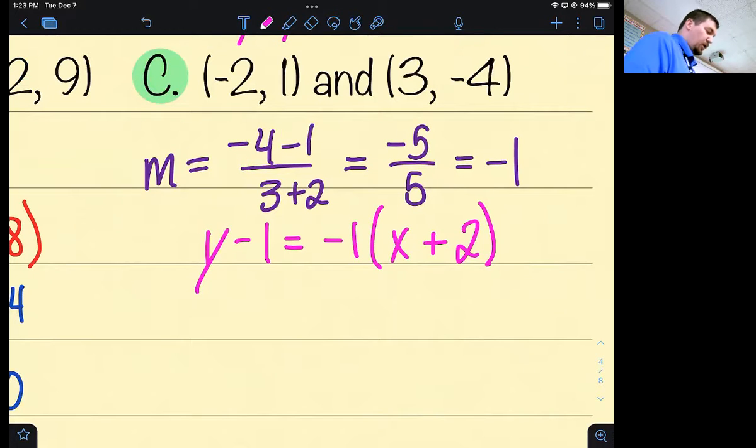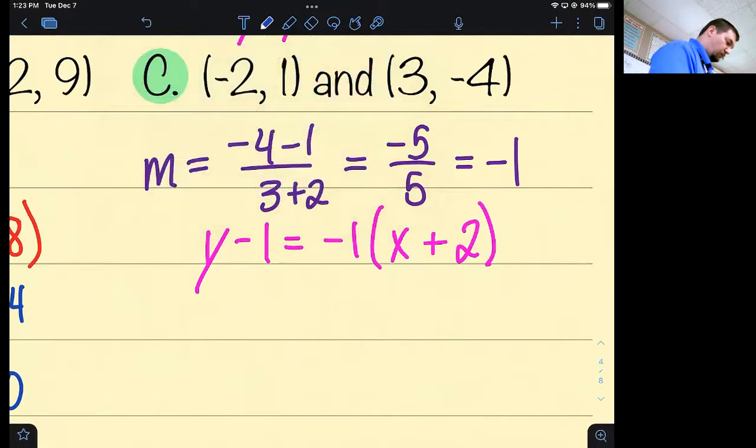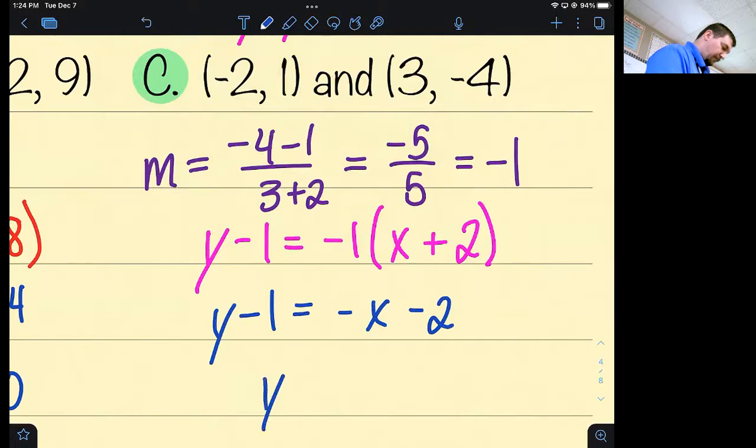Julia, would you solve this and tell us what to do to put it in slope-intercept form? So y minus 1 equals x minus 2. Okay, good. Distribute the -1, and then y equals negative x minus 1. Awesome. Add 1 to both sides. Okay.